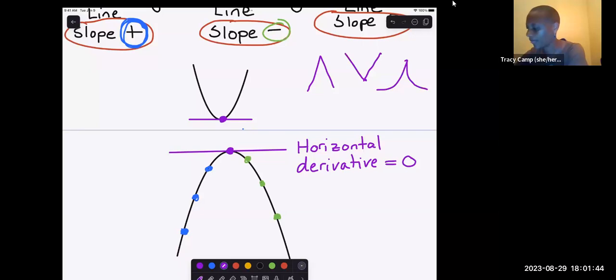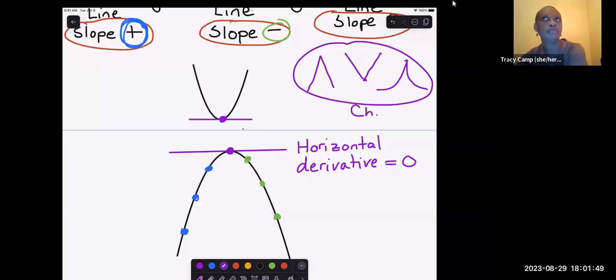We'll actually talk about this in chapter, I don't know when we'll talk about this, but we will at some point. Yeah, chapter 3. So we'll talk about this later. But for now, we're just going to be dealing with smooth curves, smooth transitions from a curve increasing to decreasing, or decreasing to increasing. And at that high point or low point, we have a horizontal tangent line, which means the derivative is going to be 0 right there.